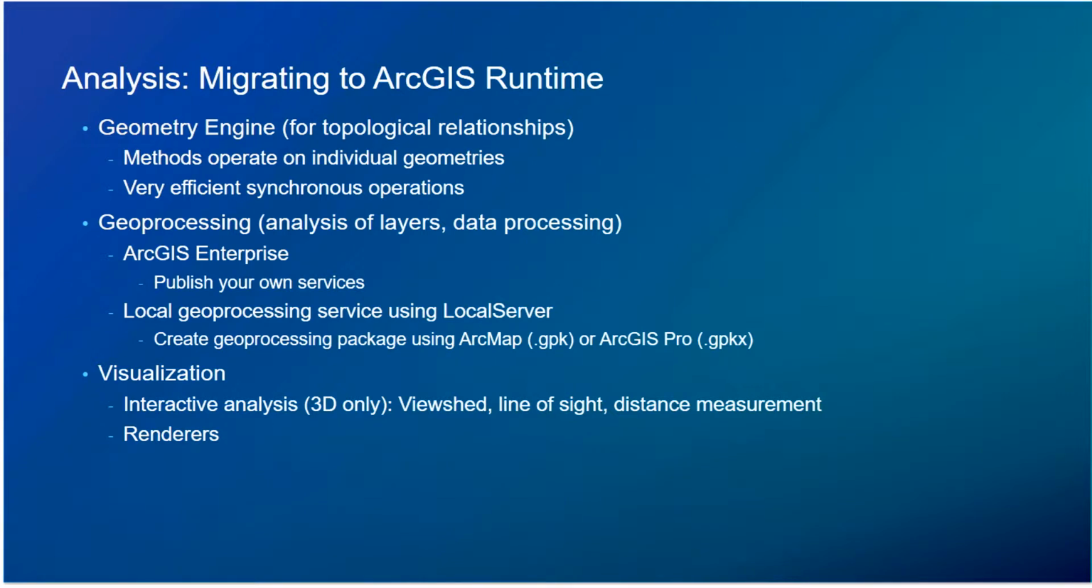So analysis options within ArcGIS Runtime then. We have a geometry engine, so that's a class within the API for very fast, synchronous, individual geometry level operations. So it's for establishing those topological relationships. The methods operate on individual geometries, as I said. And you'll often use either a combination of these operations within the geometry engine or use them in conjunction with other areas of the API. So common things within the geometry engine might be projecting geometries from one spatial reference to another, or using intersect or clip to establish subsets of the geometry.